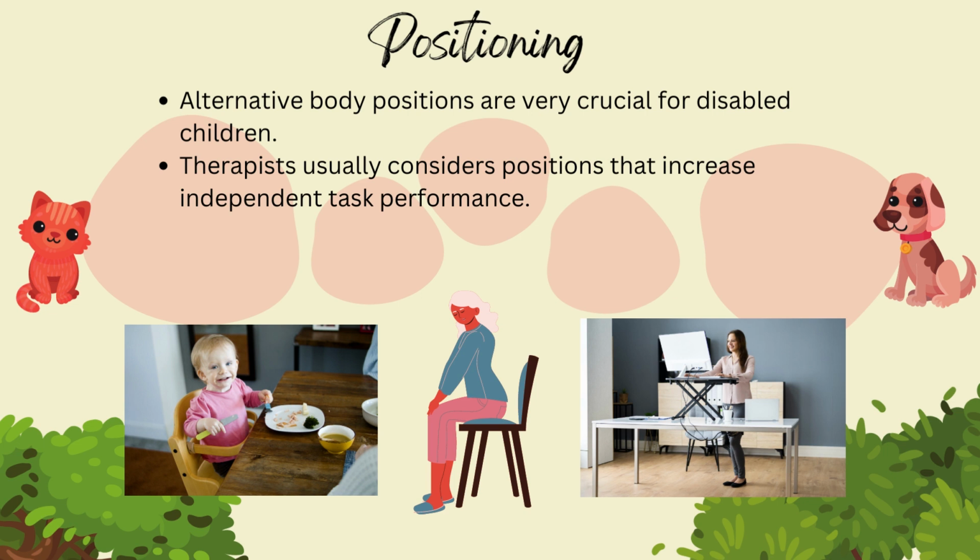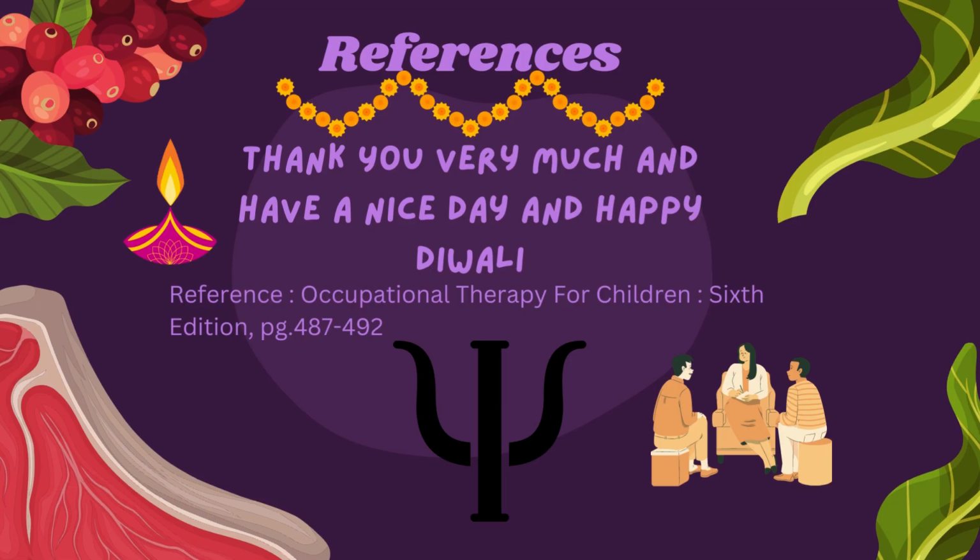Now, still continuing in the same subchapter, positioning. Alternative body positions are very important or crucial for disabled children. These changes usually compensate for physical limitations in body functions such as strength, joint control and more. Just say a child with a joint problem cannot walk, so it's very poor. If you give him an assistive device, like making him sit on a chair, you will help him do tasks very easily. Therapists or interventionists usually consider positions that increase independent task performance.